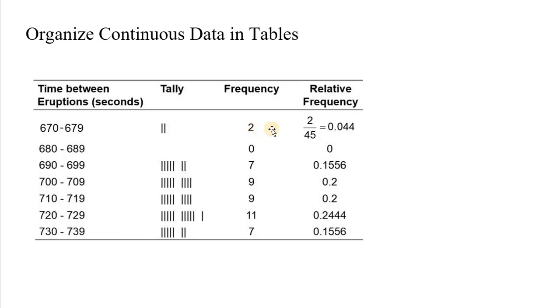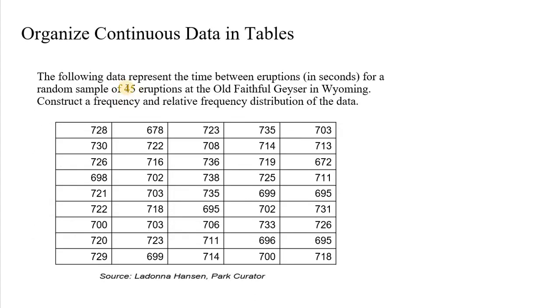And then to compute the relative frequency, we divide by the total number of frequencies. We do that for each of the classes. So you see the second class doesn't have any. We don't have any numbers in our data between 680 and 689 inclusive. We have 7 numbers in the third class, and so on. And then we add everything up, we get 45 frequencies, which is basically the sample size. Our sample size is 45 eruptions.